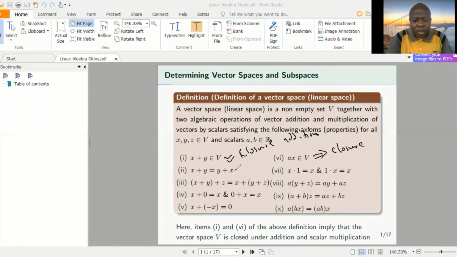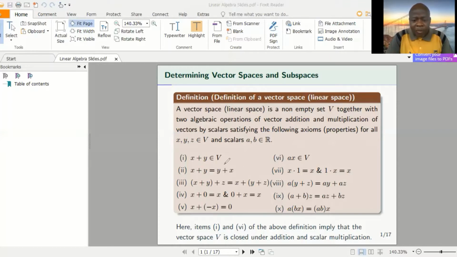And I've already said what the others mean. This is commutativity, this is associativity in addition. This is the existence of the identity element, that there must be an identity element. And this one is the existence of the inverse, that every element must have an inverse. Now, if you're asked to tell if a set is a vector space, then you must go through these properties and see that they are all satisfied. If any of them is not satisfied, then that set is not a vector space.